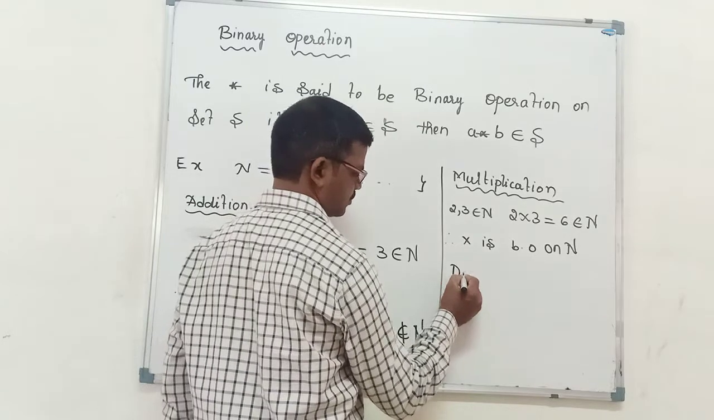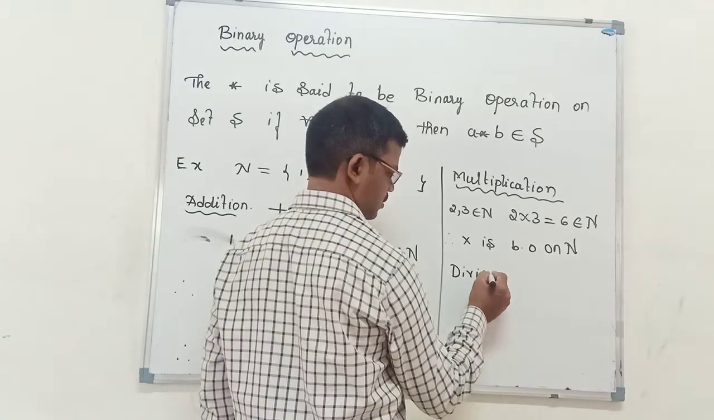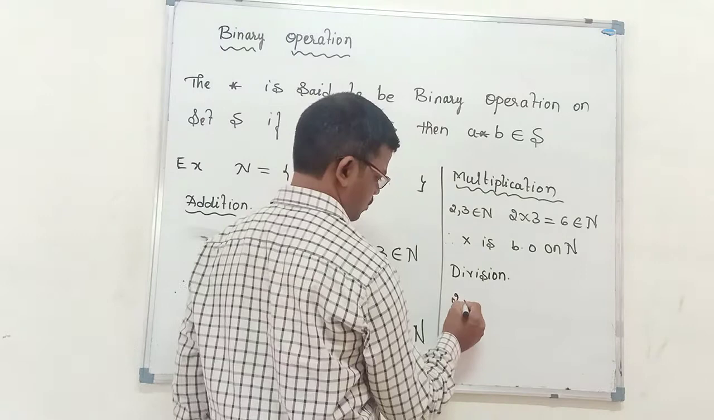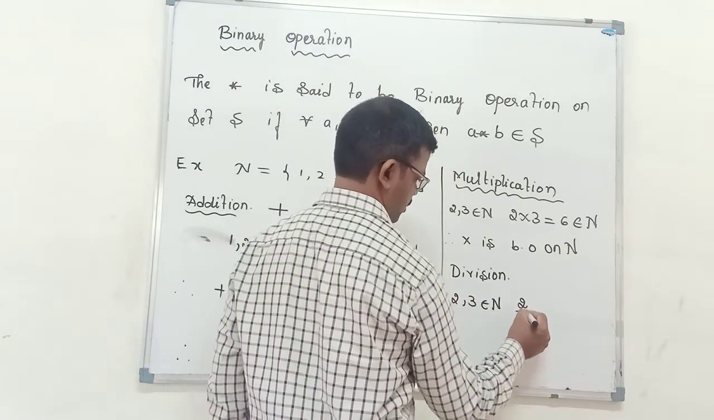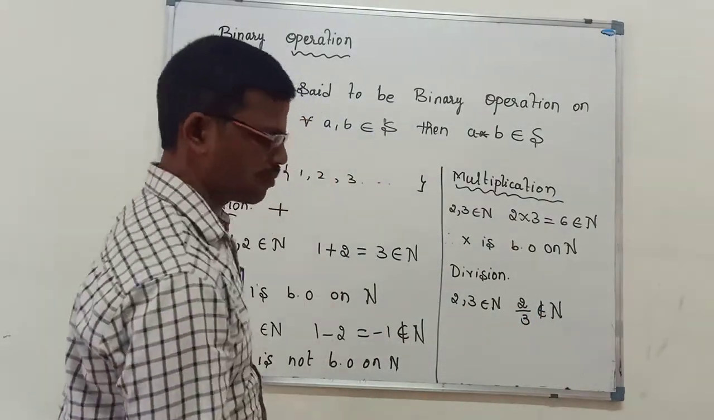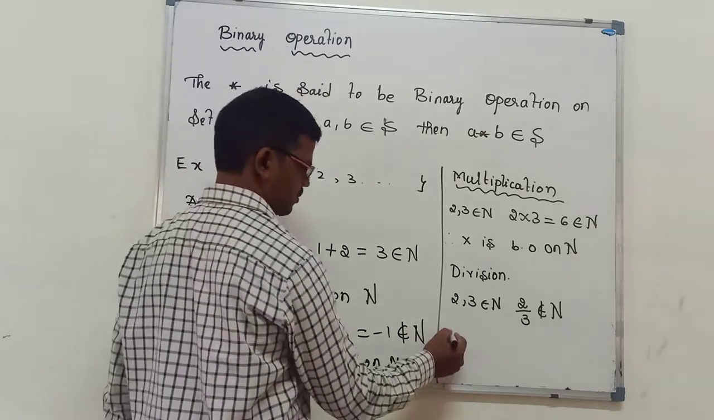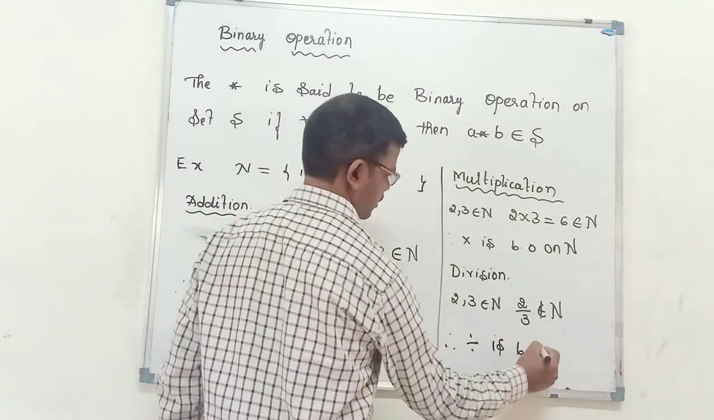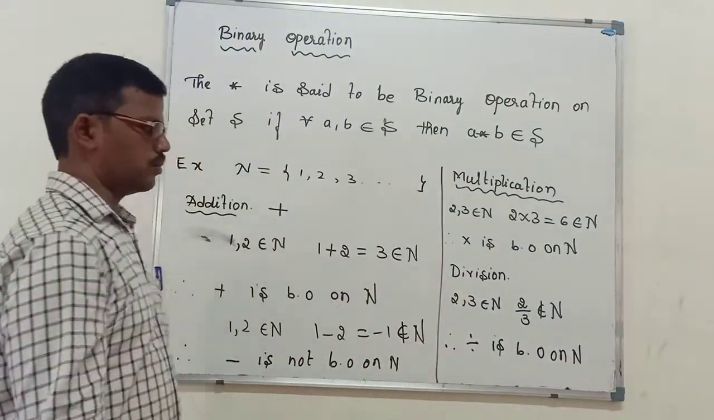Similarly, division. 2, 3 belongs to N, but 2 by 3 does not belong to N. 2 by 3 means something like 0 point something, but a decimal number is not there in the natural numbers. Therefore, division is not a binary operation on N.